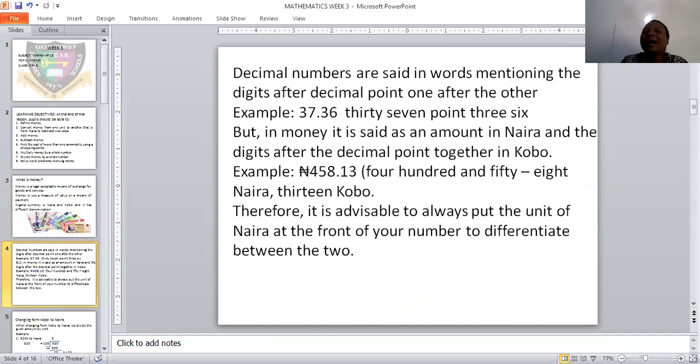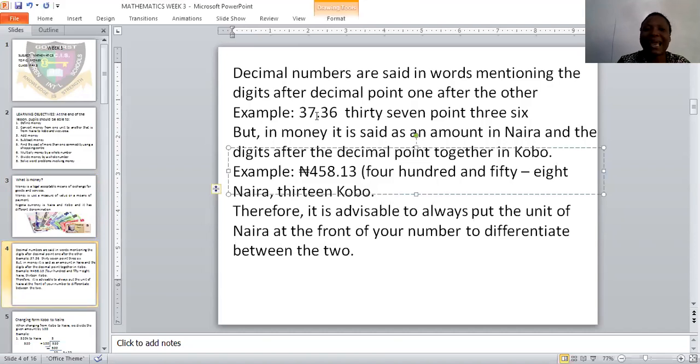Now, decimal numbers are numbers that have decimal points. And decimal numbers are said in words mentioning the digits after the decimal point, one after the other. Example, 37.36. This can be said as, if this number were to be a decimal number, you will say it in words as 37.37.